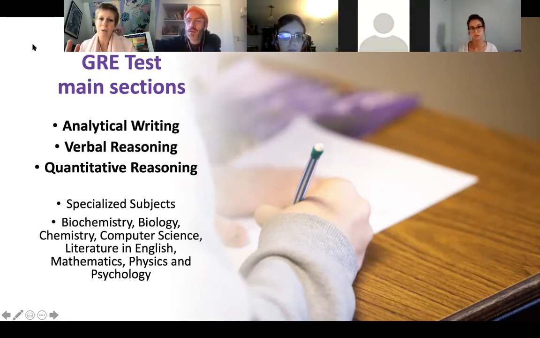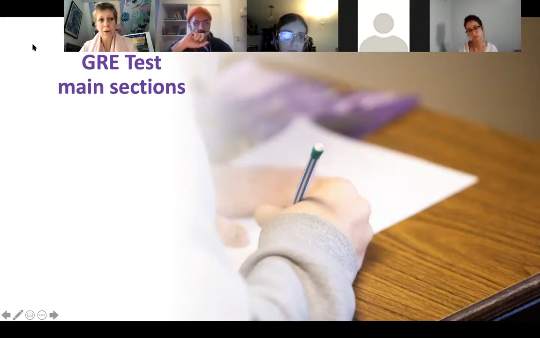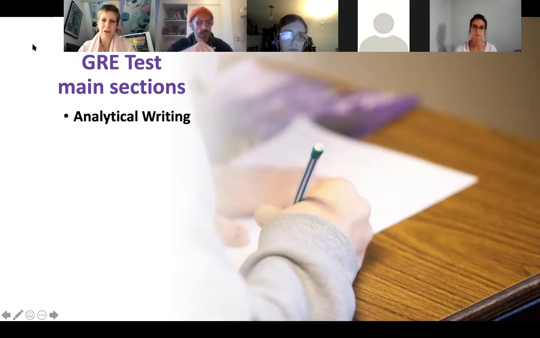There are also some specialized sections. If you're applying to a specific program and your science or your study of literature or history or whatever it is more specialized, okay? So if you're applying to a specific program, you might have to take an additional part of the test. But the overall GRE test is just these 3 sections, okay? I want to tell you a little bit more about each section.